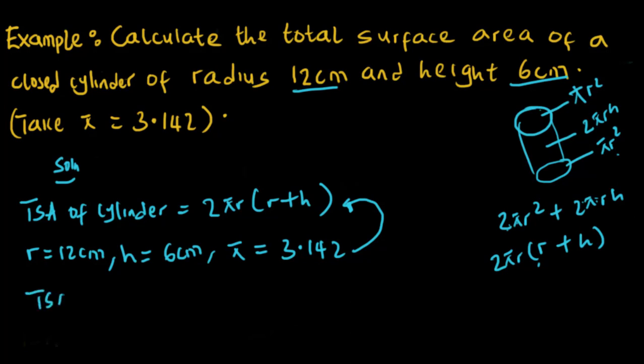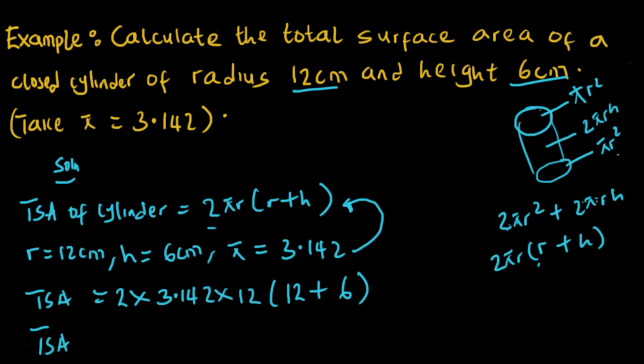So we have total surface area equals 2 times pi, which is 3.142, times radius, which is 12, into brackets radius 12 plus height 6. Do you get this? Now we have total surface area equals 2 times 3.142 times 12, which will give us 75.408, into bracket 12 plus 6, which is 18.